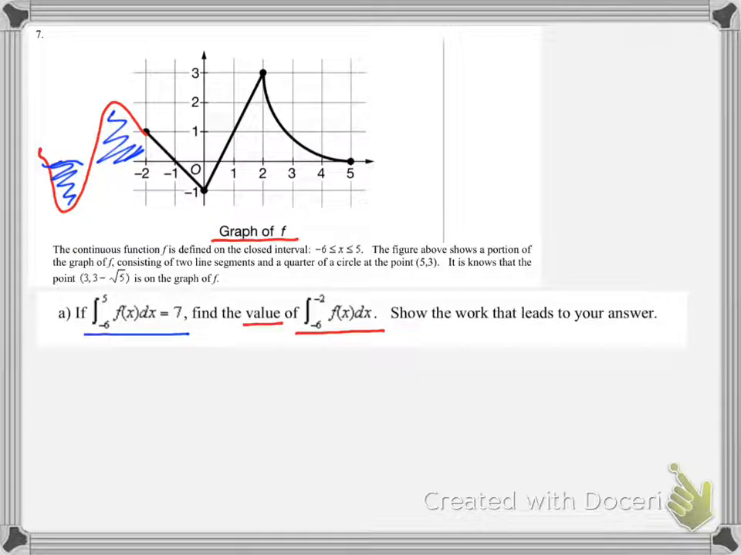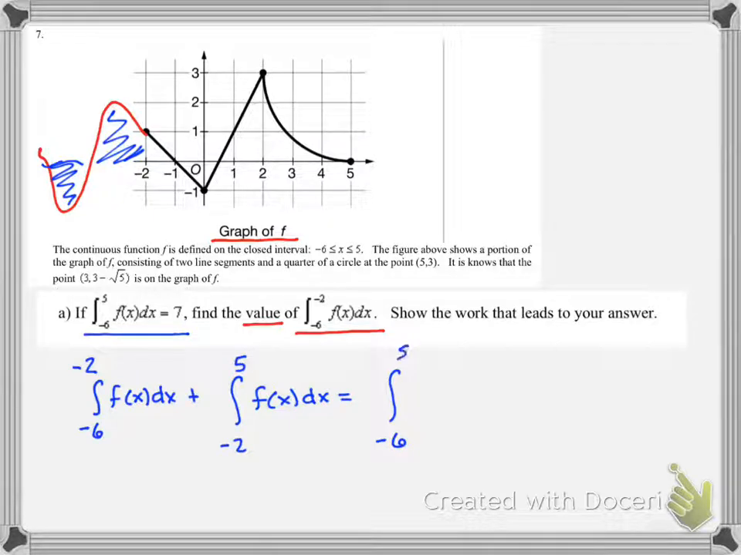They're telling us that when we add up the integral from -6 to -2, f of x dx, plus the integral from -2 all the way to 5, f of x dx, that's going to be the integral from -6 to 5. And they've told us that this entire thing is equal to 7. This portion of it from -2 to 5, we can actually figure that out because it's going to be all this area that I'm highlighting in yellow.